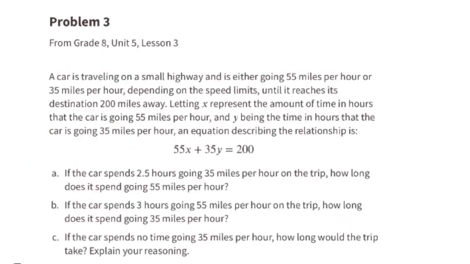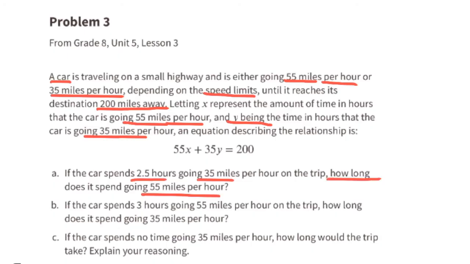Problem number 3 from 8th grade, Unit 5, Lesson 3. A car is traveling on a small highway and is either going 55 miles per hour or 35 miles per hour, depending upon the speed limits, until it reaches its destination 200 miles away. Letting x represent the amount of time in hours that the car is going 55 miles per hour, and y being the time in hours that the car is going 35 miles per hour, an equation describing the relationship is 55x plus 35y equals 200.